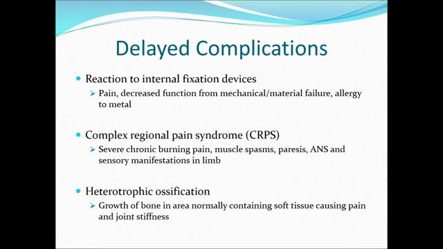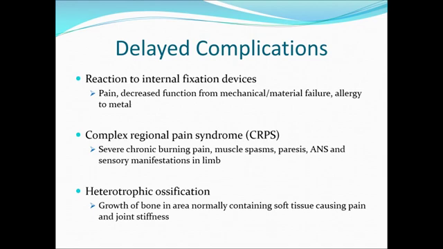This is severe chronic burning pain, muscle spasms, some paresis, so the numbness and the tingling, and sensory manifestations in the limb. This is more of a chronic issue, so they try to figure out what the cause of the problem is, but basically we're looking at medications to modify their perception of the pain.